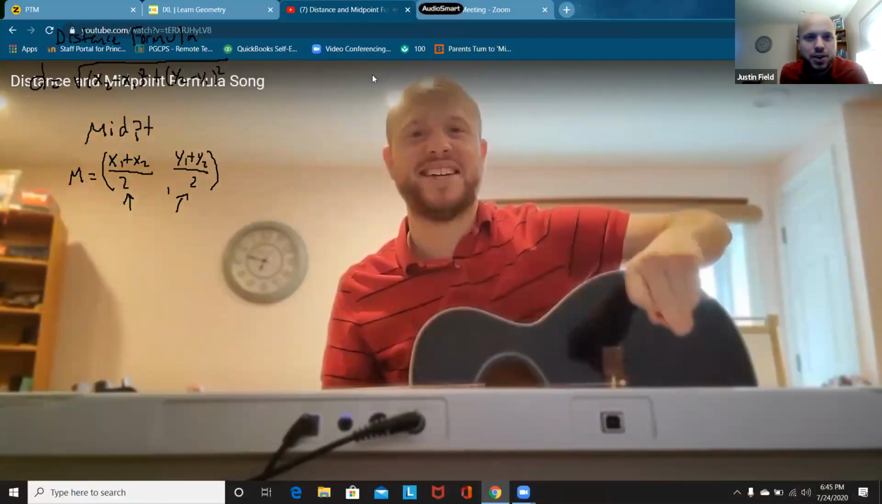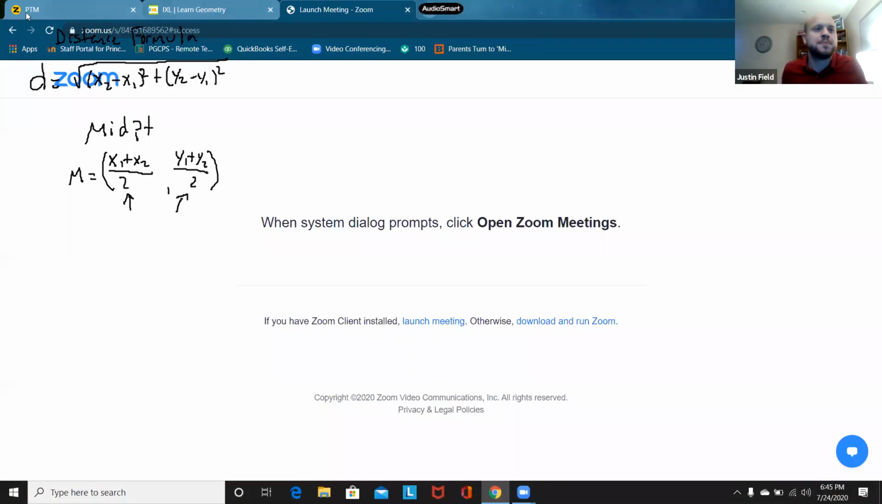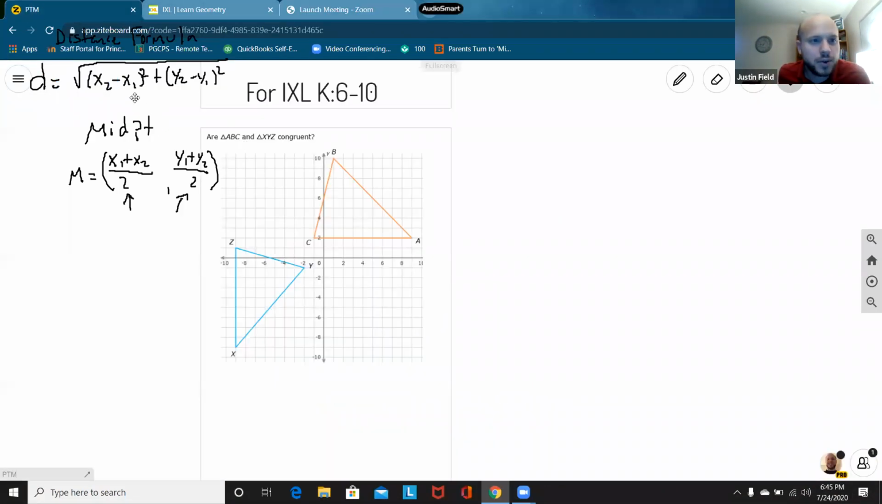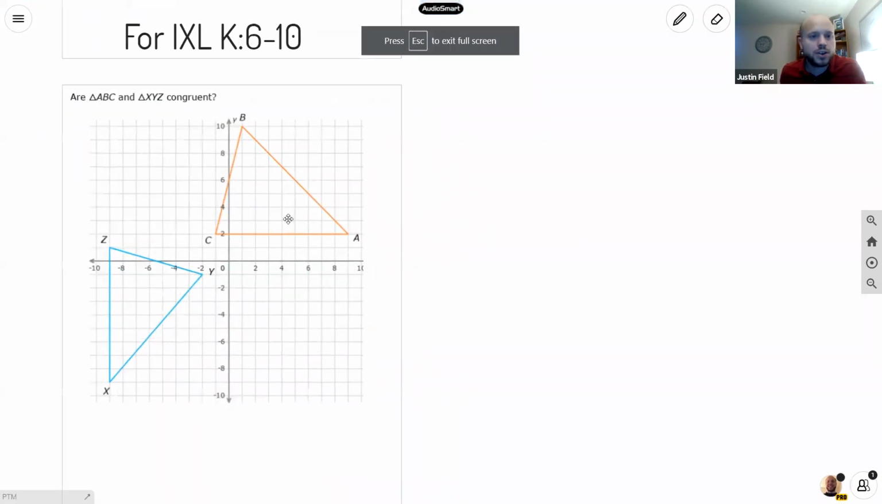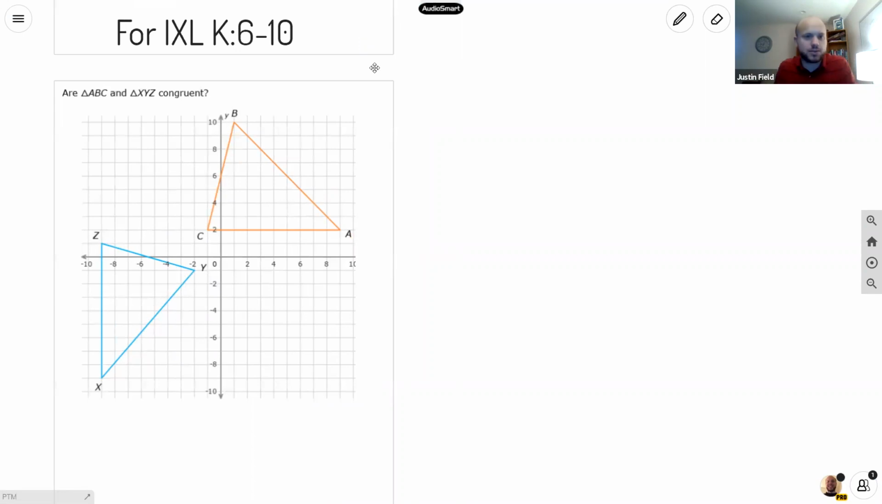Good job, Mr. Field, from a couple hours ago. So there we have the distance and midpoint formula. I'm going to clear that and go to my Zeitboard here. So in order to figure out if these triangles are congruent, we are going to need the distance formula. And there are ways to prove that we have right angles on the coordinate plane if two lines are perpendicular, if their slopes are opposite reciprocals, but we're not going to do that right now.